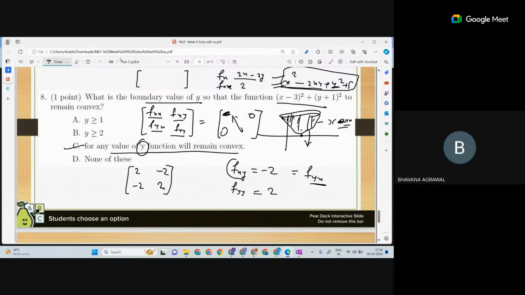And here it is 2. So it shows a saddle point. Now, this one is positive, and what is the determinant of this? It is 4 minus 4, which is 0. So this is going to be a saddle, right? Even if not a saddle, it means it is not positive definite.